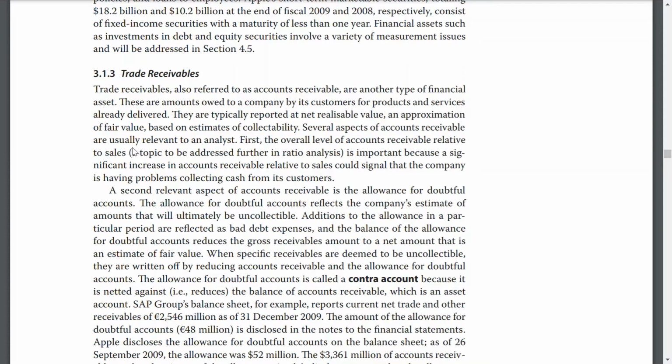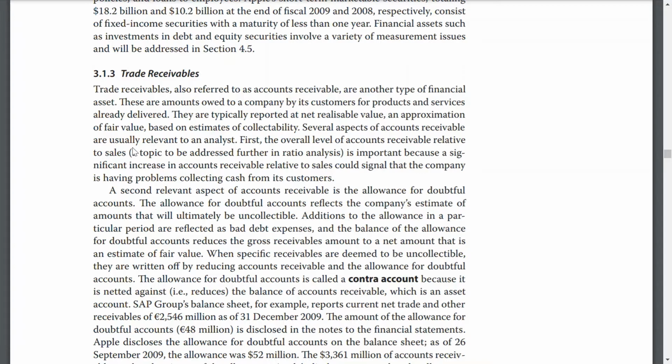Several aspects of accounts receivable are usually relevant to an analyst. First, the overall level of accounts receivable relative to sales is important, because a significant increase in accounts receivable relative to sales can signal the company is having problems collecting cash from its customers. A second relevant aspect of accounts receivable is that of the allowance for doubtful accounts.